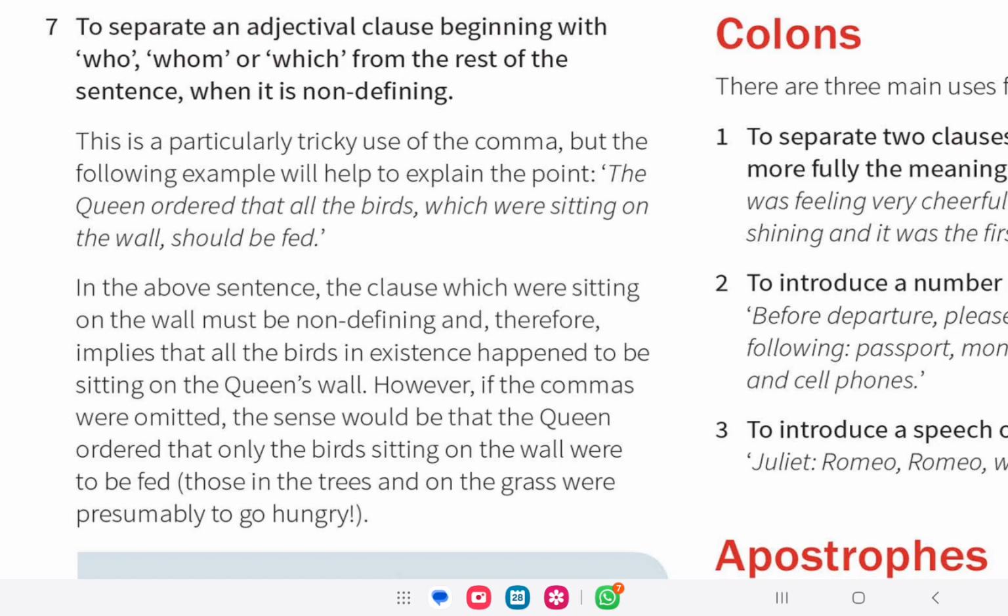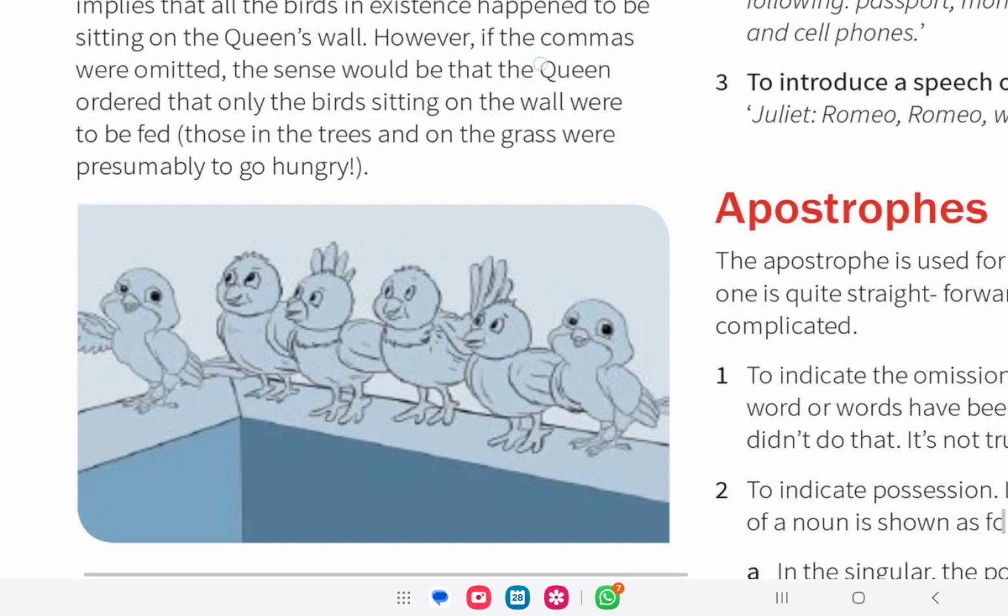So you just remember these things, that when you have a very long sentence, you need to divide it, or separate those clauses or phrases, with a comma. The queen ordered that all the birds, comma, which were sitting on the wall, comma, should be fed, full stop. That is the seventh use, that we separate different clauses, not just an adjectival clause, it can be a relative clause, or any other clause also.